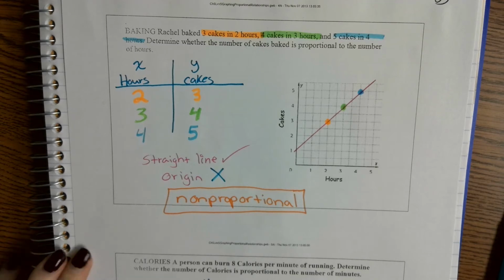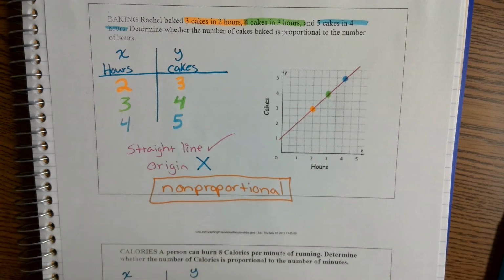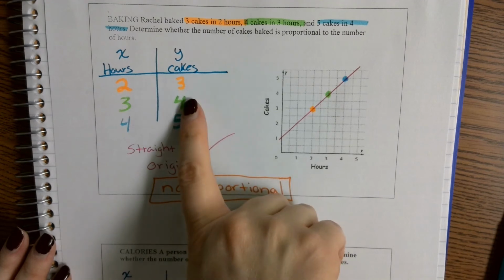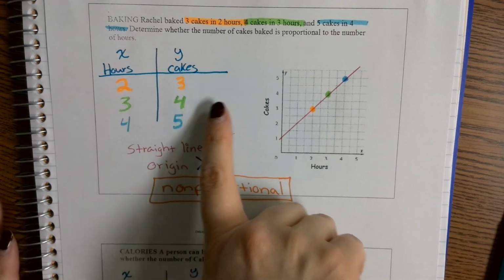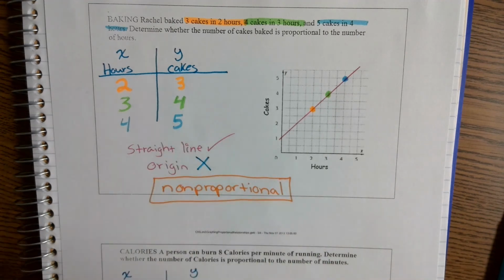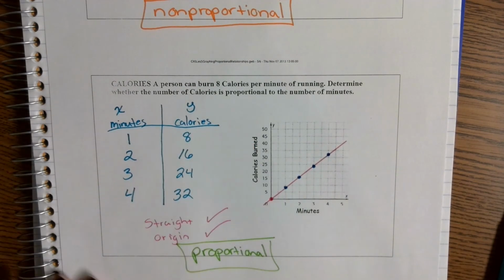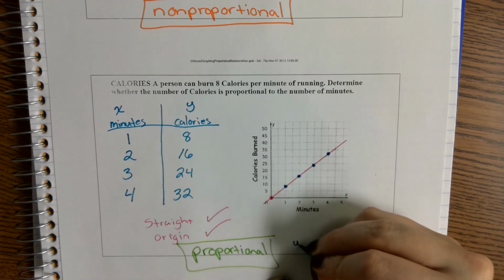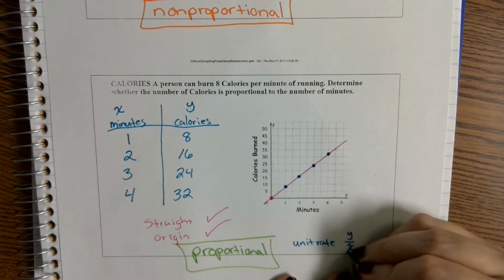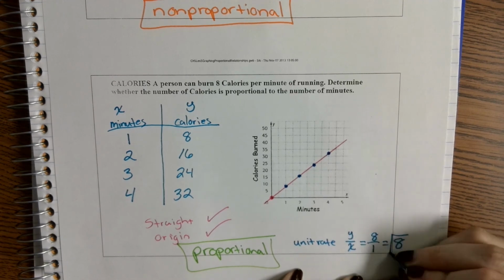Done. All right, number 3 wasn't proportional, so does it have a unit rate? No. Makes sense, right? 3 divided by 2 is 1.5. 4 divided by 3 is 1.3 repeated. 5 divided by 4 is 1.25. So those are all different values. There's no unit rate. And then for problem number 4, it is proportional, so we need to identify again the unit rate. So you take your y and divide it by x. So if I take 8 and divide it by 1, what do I get? 8. So the unit rate here would be 8.